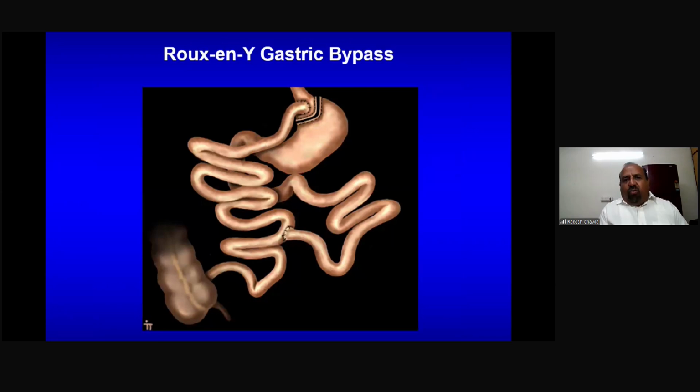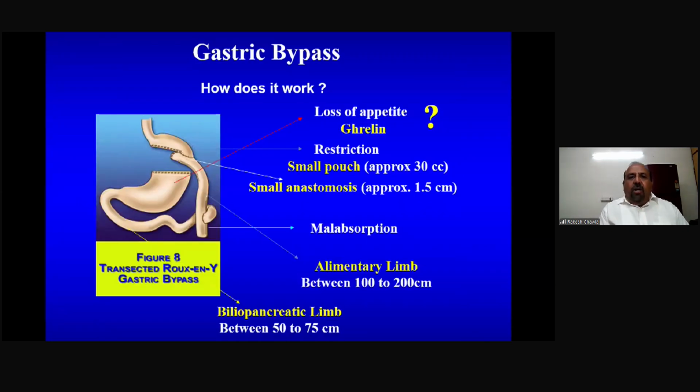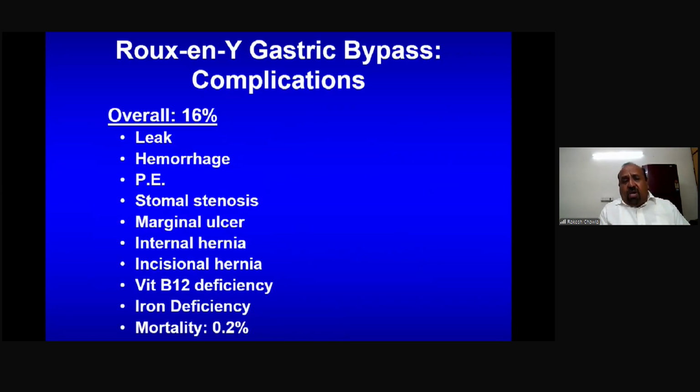Biliopancreatic diversion, Roux-en-Y gastric bypass, which is the commonest one done. So they work by reducing the appetite, restriction, malabsorption, the alimentary limb. So there are so many things which happen.